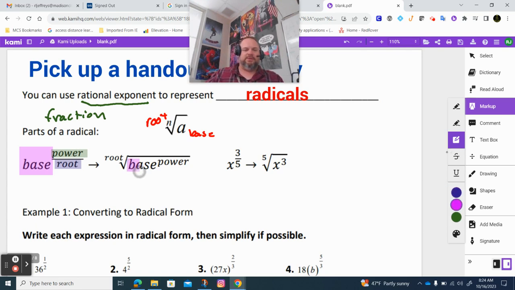The way you write this, with the little radical sign, the weird check mark looking thing, is the base will go here. The root goes in the gutter, and the power goes right here. So, root, base, power. An example of this: we have x to the 3 over 5. So x is our base, 3 is our power, and 5 is our root.